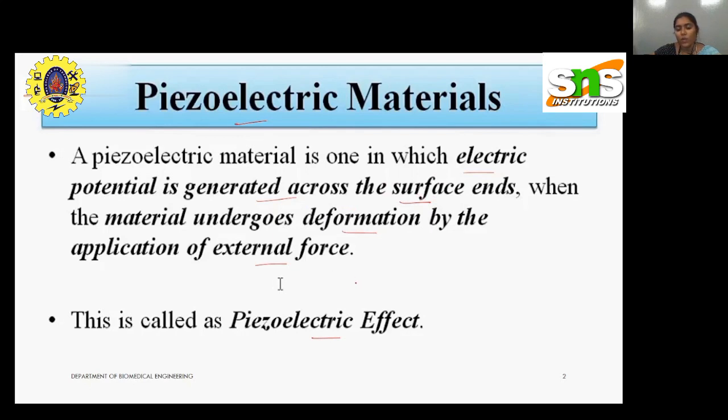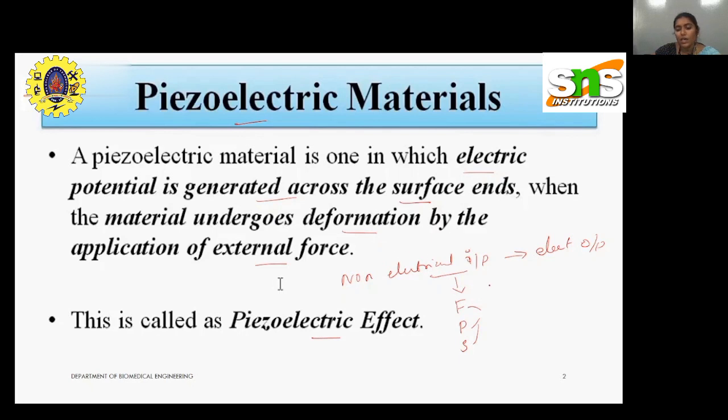So in this way, you are converting a non-electrical input into an electrical output. Here, the non-electrical parameter input is either force, pressure, or any kind of stress. When you give this on the surface of the crystal, the crystal, which is nothing but a piezoelectric material, will undergo deformation.